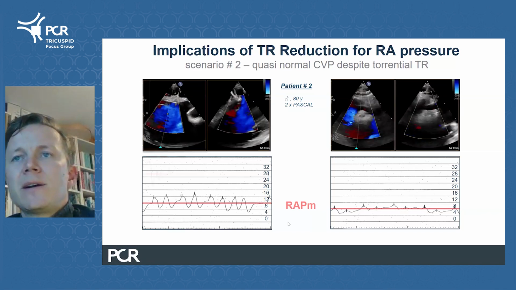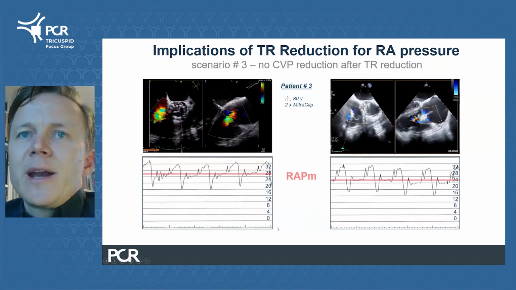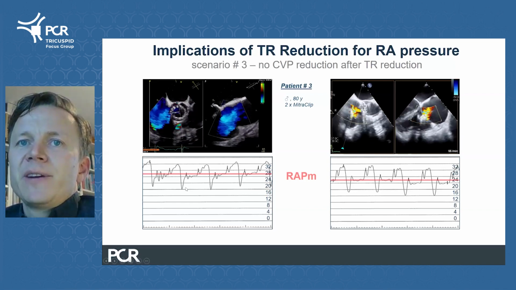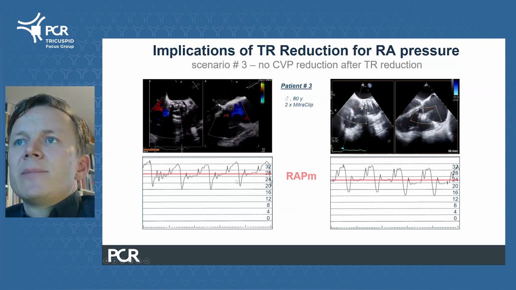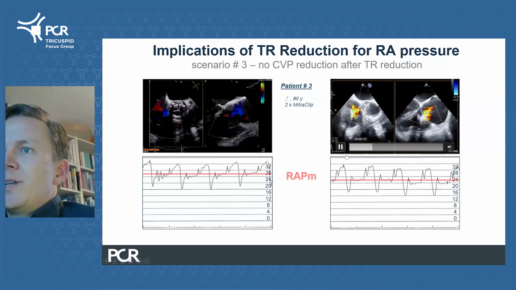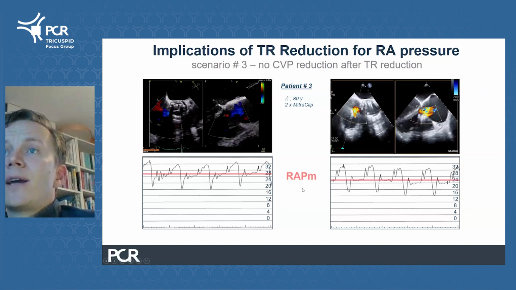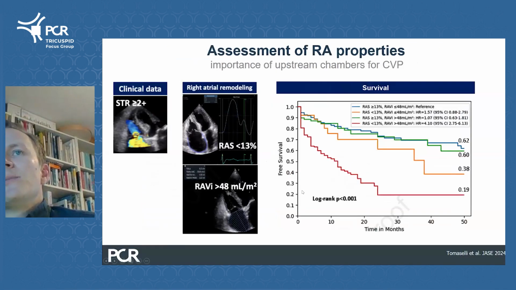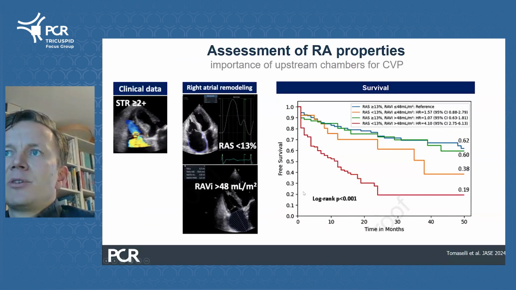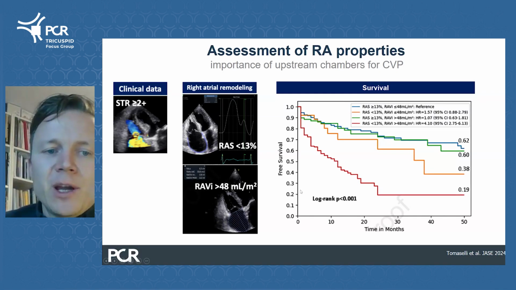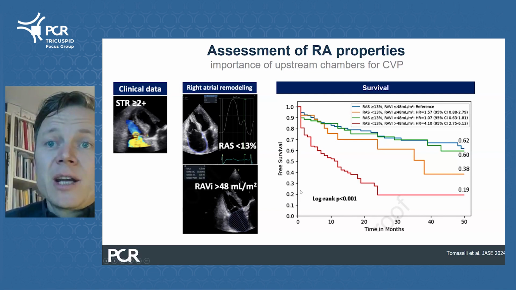And then there's the third scenario, in patients with very elevated right atrial pressures, very severe ventricularization, that even after optimal treatment of the TR do not come down. And I think this illustrates the fact that we have to put our focus more on the upstream chambers and venous system to really be able to evaluate the effect of TR reduction on the trajectory of central venous pressures.